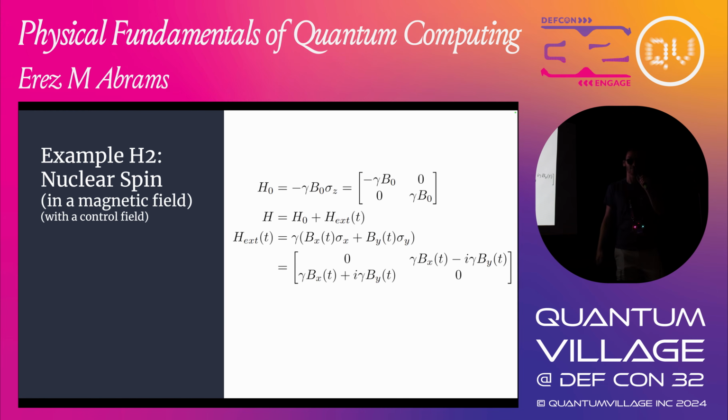So, another example. And this is an important example that we're going to come back to a lot later. This is a nuclear spin in a magnetic field with a control field. Worth noting, a lot of the examples that I'm going to be using in this talk are relatively simplified, and they also might have sign errors or factors of 2. So if you're looking at this and you're like, oh, I thought it was the minus sigma y, maybe it is. I don't know. But this is enough to give you an idea of what's going on here, right?